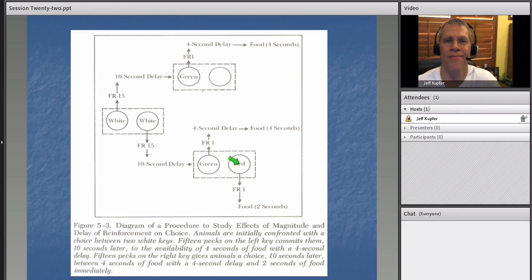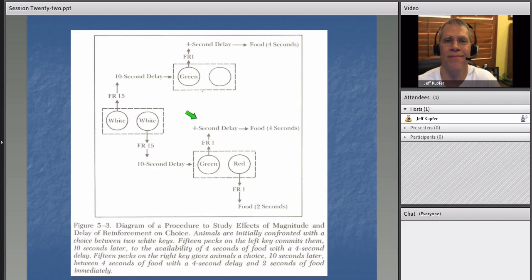And when we do that and manipulate the value of t from 10 seconds, make it longer, make it shorter, and so forth, we could fit a line which shows us that at a 4-second delay, where you peck the white key and a 4-second delay gets you to the left or to the right, at that point we should see indifference.